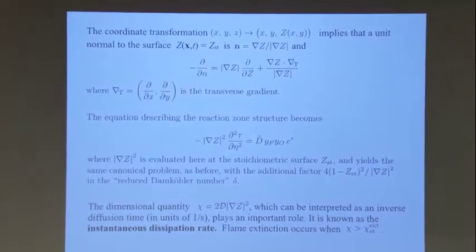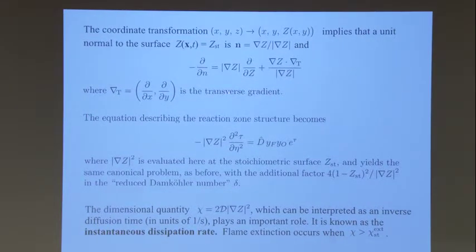Another thing is that if you analyze the structure of the reaction zone, as we have done before, since now the normal is expressed in terms of Z, or the gradient of Z, then the gradient of Z squared appears in your structure equation. Of course, you can then absorb it into the Damköhler number, and this quantity is often referred to as the instantaneous dissipation rate.